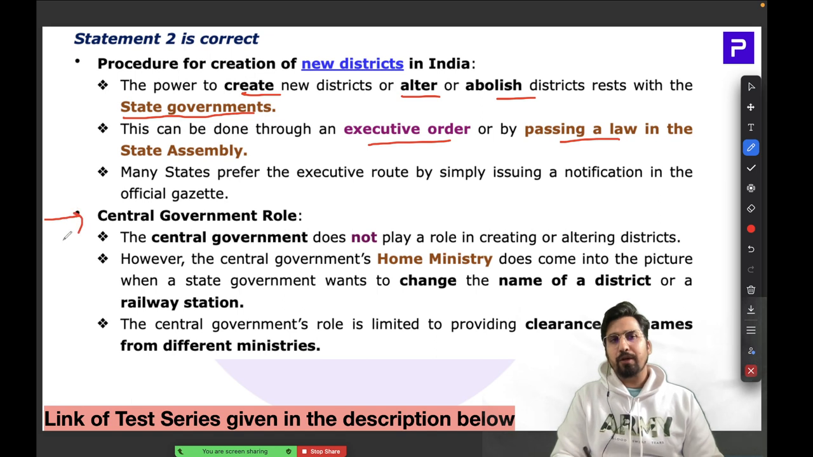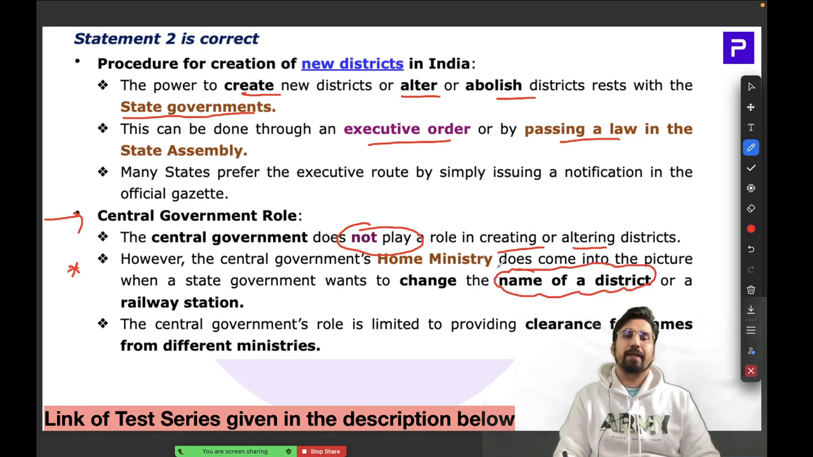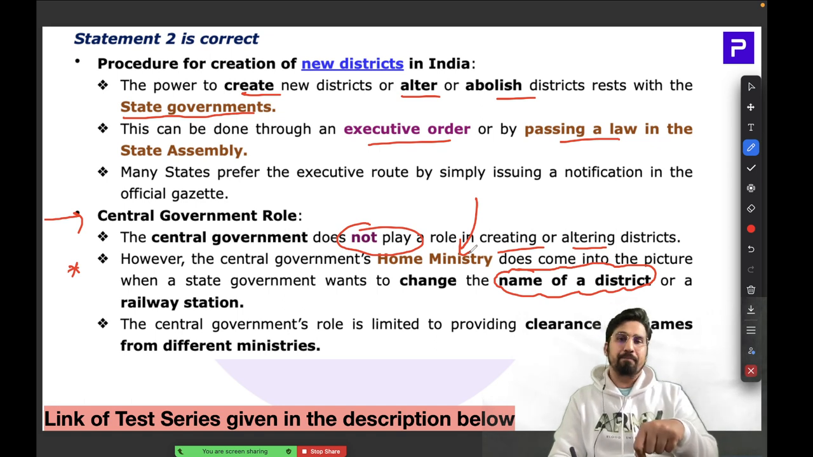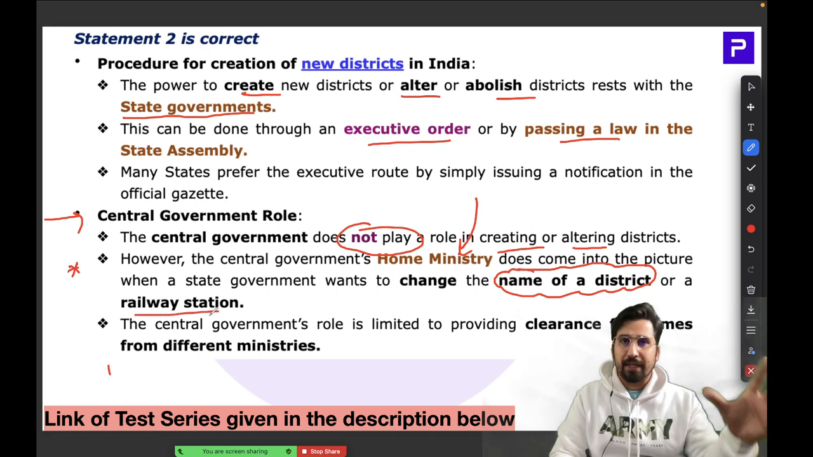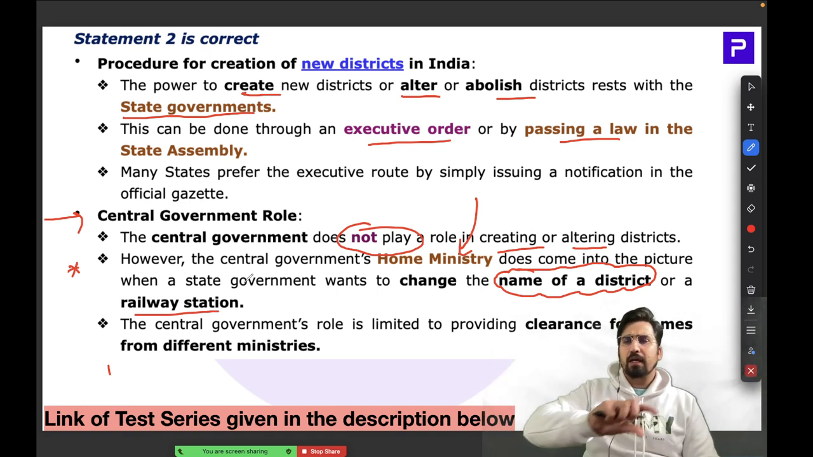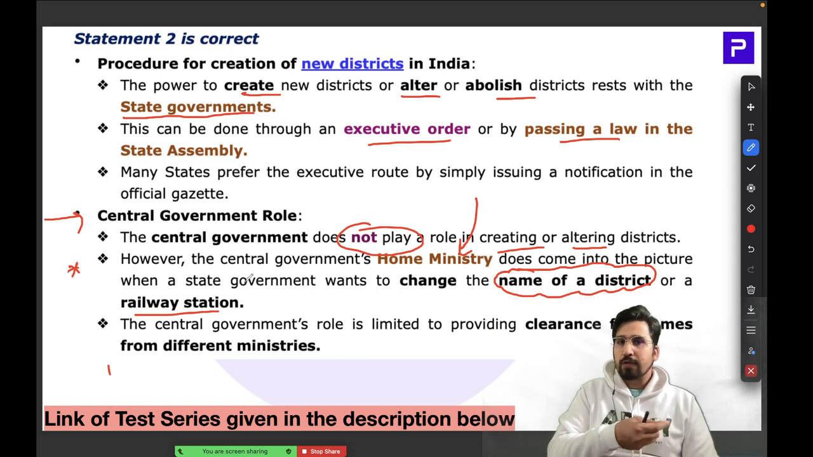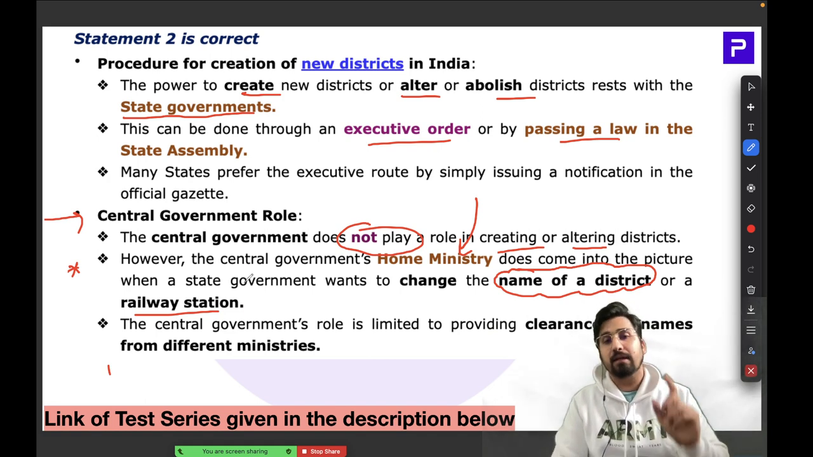What about the central government's role in terms of a new district? See, the central government does not play any role in creating and altering districts, but there is a star mark point. If the question is about changing the name of a district, then definitely the Home Ministry has a role to play, because ultimately you have to convey to the Home Ministry that we are changing the name of the district. Plus, you also have to take a no objection certificate from the Railway Ministry or something, because the Railway Ministry also needs to change the name of that district, as it is part of a lot of railway routes. So the Home Ministry and Railway Ministry, of course, have a role to play, but only in the case of renaming a district.